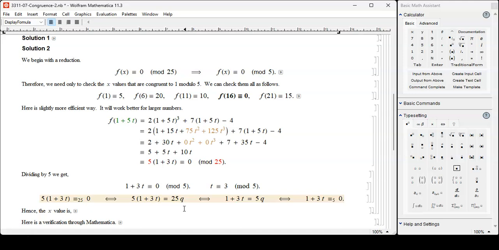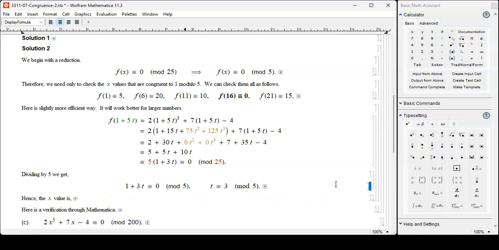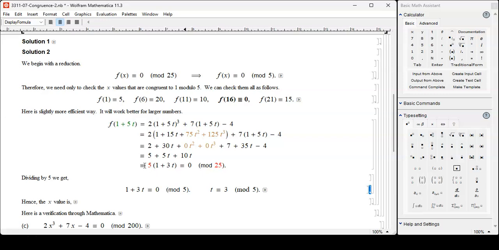And then everything is crystal clear now. Divide both sides by 5 and then you get 1 plus 3t is 5q. It's a multiple of 5, therefore 1 plus 3t is congruent to 0 modulo 5. This kind of technique always works. If you have a multiple of something here and also in the modulus, you can simplify. And then you get the t value, great.